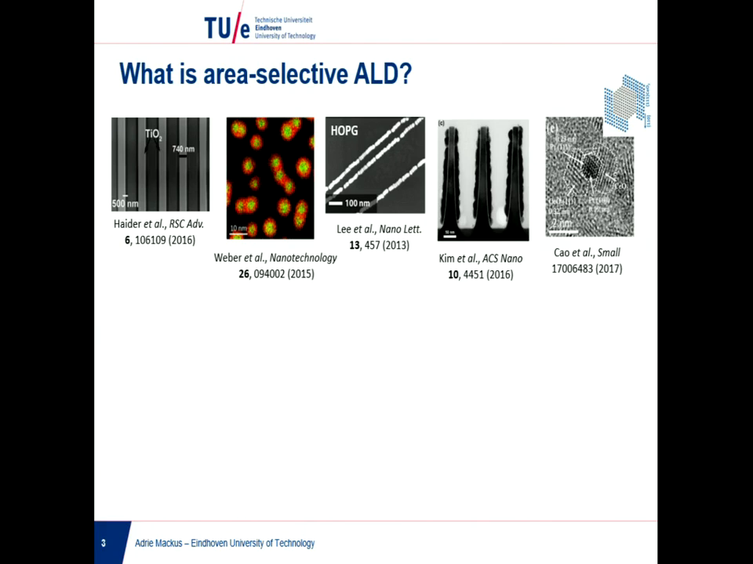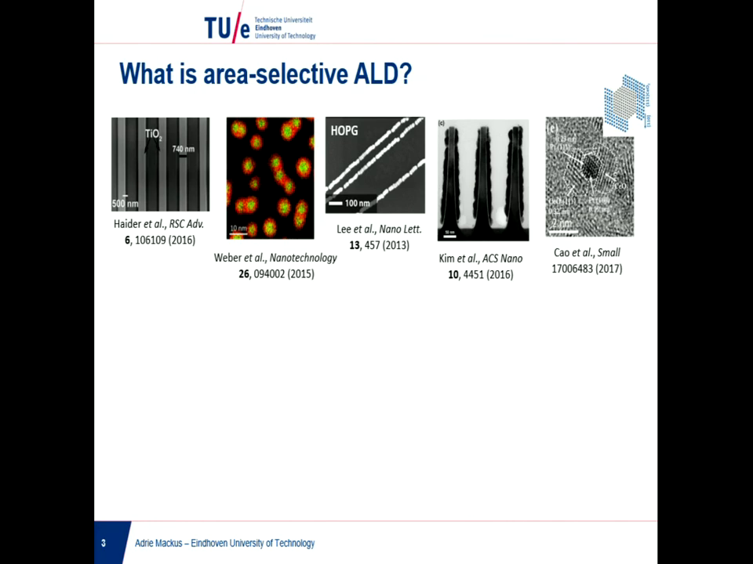This is another example. This is about selectively coating a nanoparticle to make a core-shell nanoparticle. And this is, of course, interesting for catalysis applications. This is an example from the literature where they have done ALD, and in this case it turned out to be selective to the grain boundaries or the edges of highly ordered graphite. So you can tune your process such that the growth only occurs there.